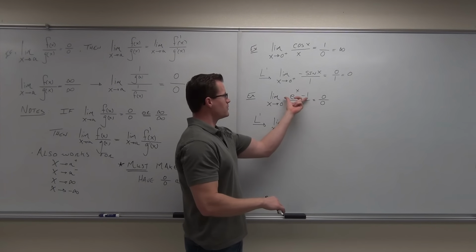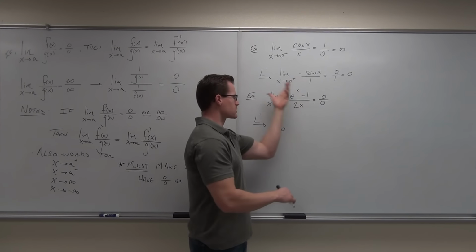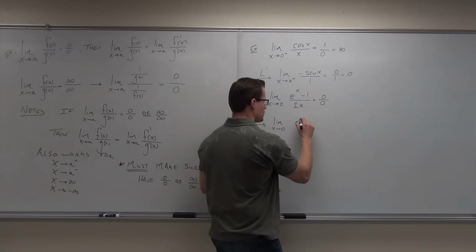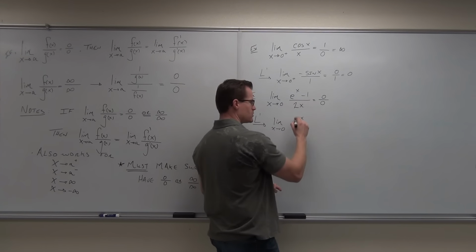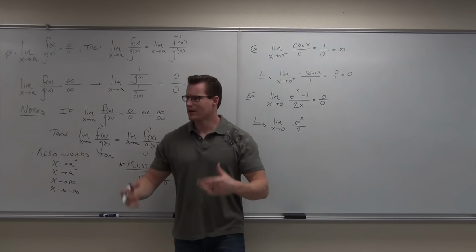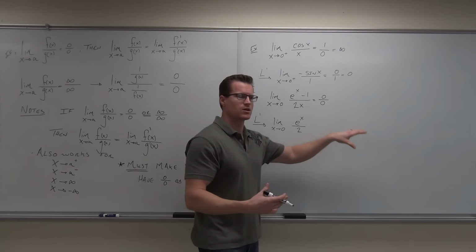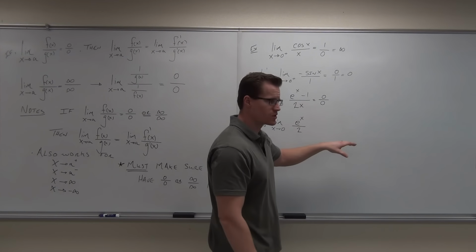So, derivative of e to the x. What's that? E to the x. Derivative of 1. 0. So this is e to the x over 2. I love that. Over the derivative of 2x, which is just 2. Now, every time you do a L'Hopital, you reevaluate. You see if it works. If it works, you're done. If it doesn't work, if you get 0 over 0, you keep going. If you don't, then you can't use L'Hopital's. You got to do something else.